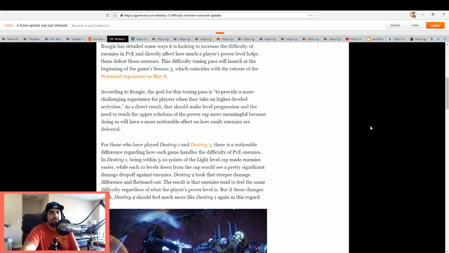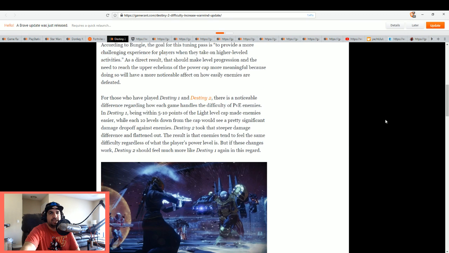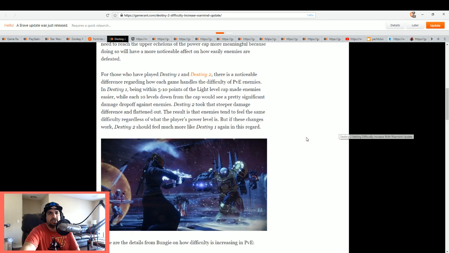For those that play Destiny 1 and 2, there's a noticeable difference regarding how the game handles difficulty for PvE. In Destiny 1, being within 5 to 10 points of the light cap made enemies easier. Within 10 levels down from the cap, you'd see a pretty significant increase.